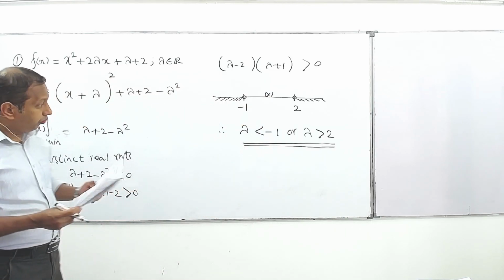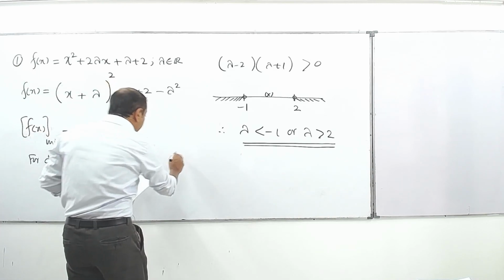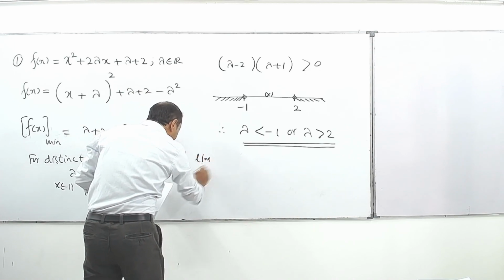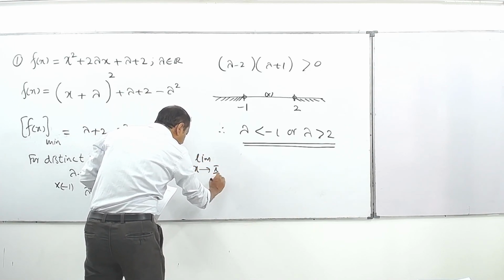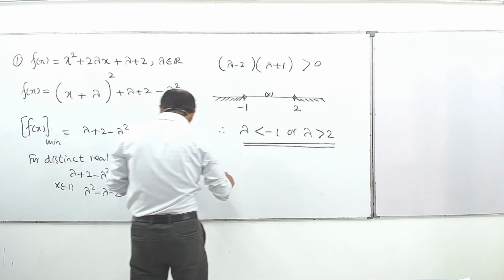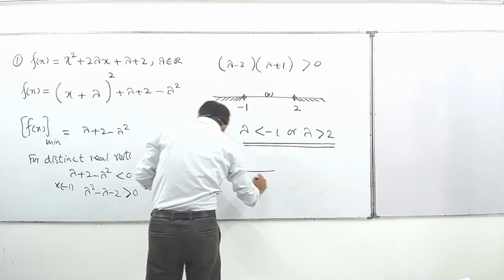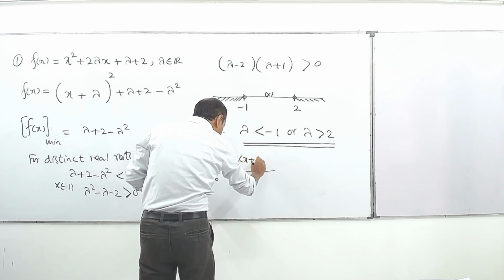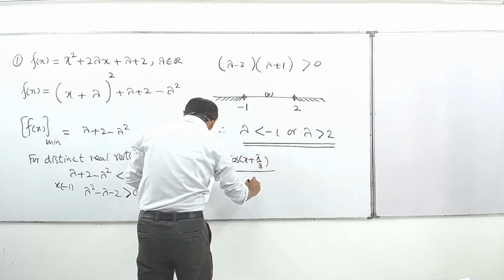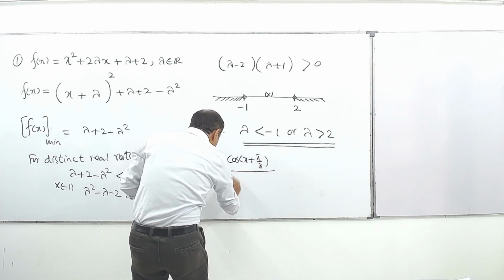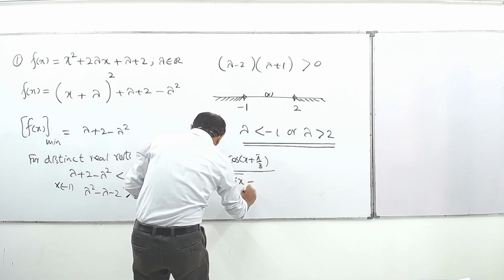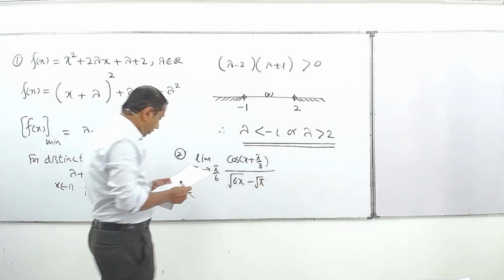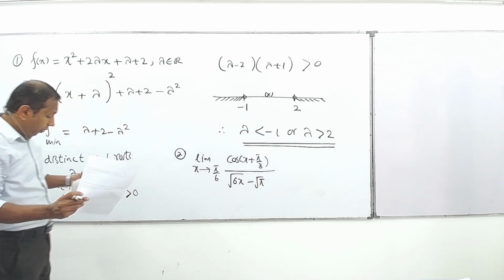Question number 2. Limit as x goes to pi by 6 of cos x plus pi by 3, divided by root 6 minus root pi. Asked to take this answer as minus root pi over 3.